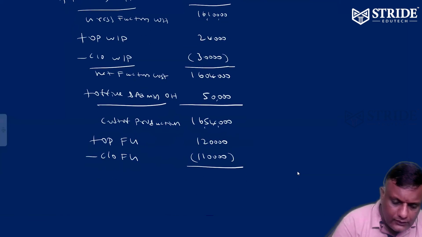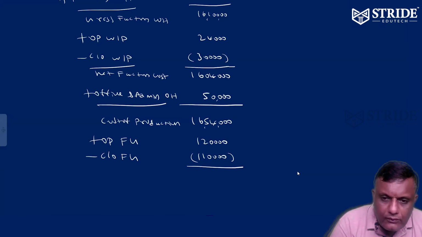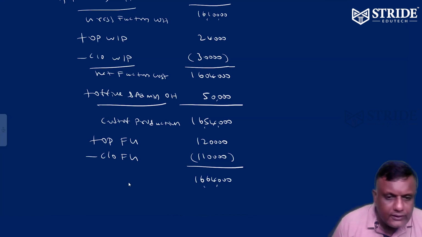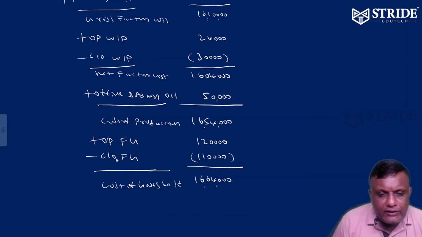Right. 16,54,000 plus 1,20,000 minus 1,10,000. Please check it out. It's going to be 16,64,000, I think. It is called cost of goods sold. Stage by stage we are doing. Finished goods opening and finished goods closing are given. So cost of goods sold, COGS.